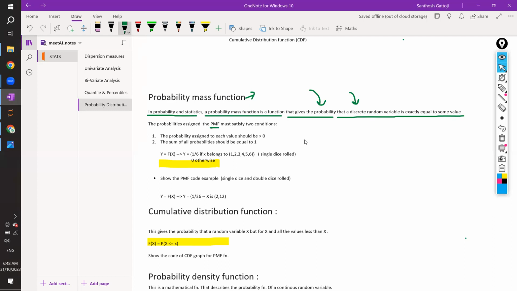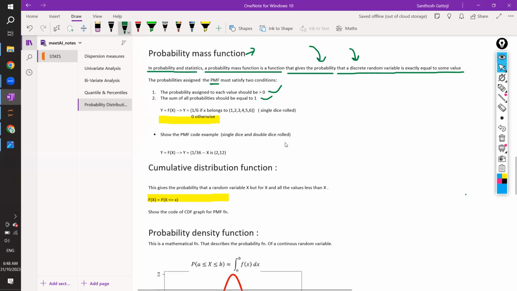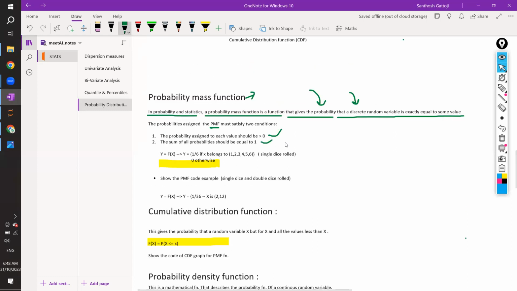Any PMF should satisfy two conditions. The probability assigned to each value should be greater than 0, obviously, because probability cannot be negative. And the sum of all probabilities should be equal to 1. That is true for any probability concept. Each probability should always be greater than 0, and the sum of all probabilities should be equal to 1.